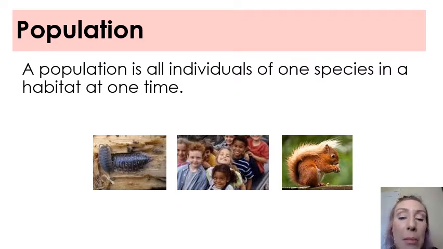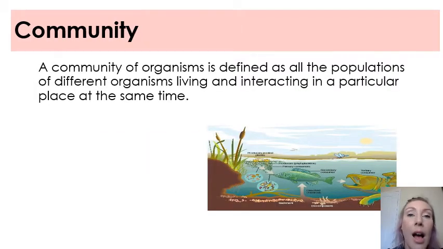It's important that it's there. And you can see from my pictures, I've got a few different populations there. Okay, so they're individuals of one species that live in that place, that habitat, at that one time. So there's something that we measure. Our next definition is community.